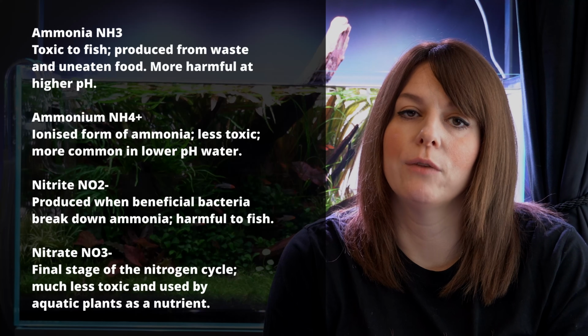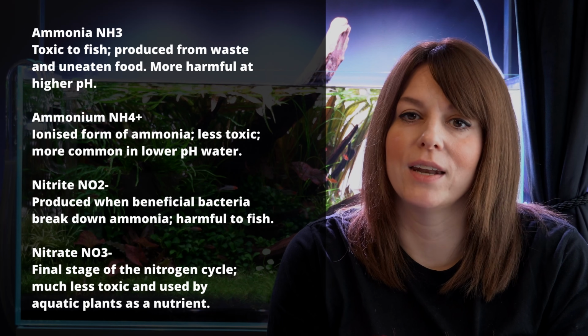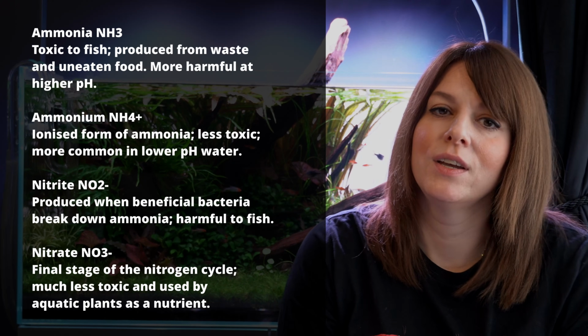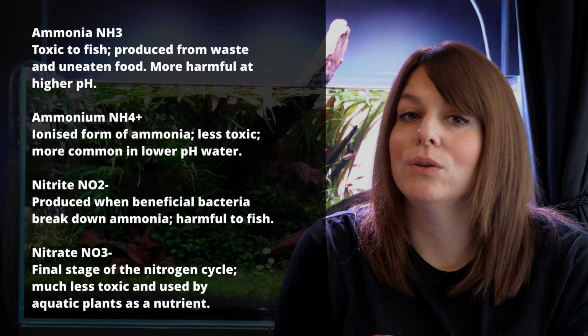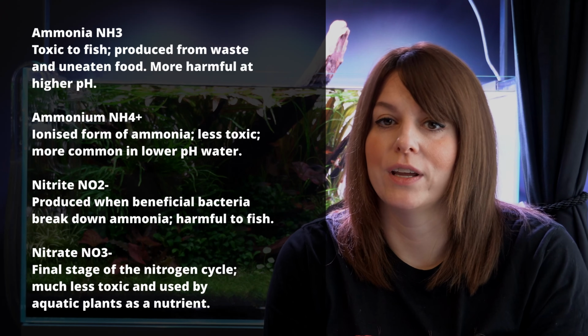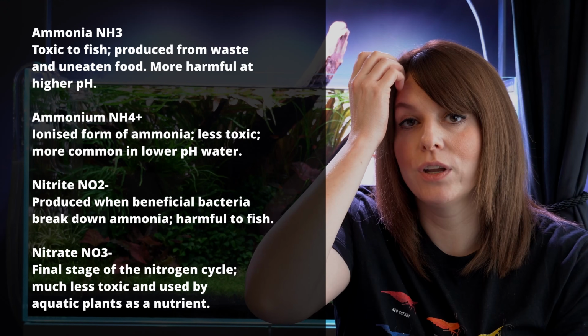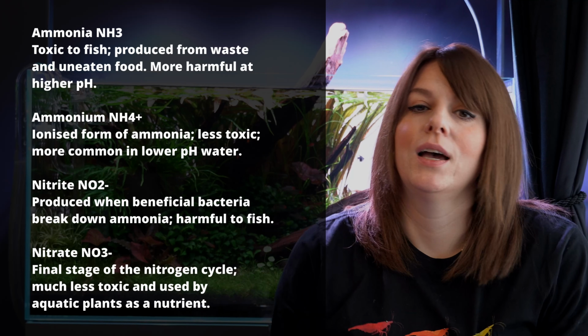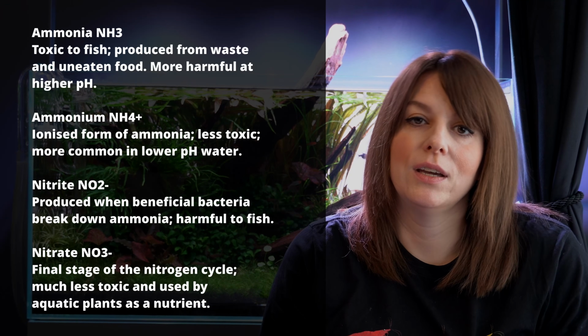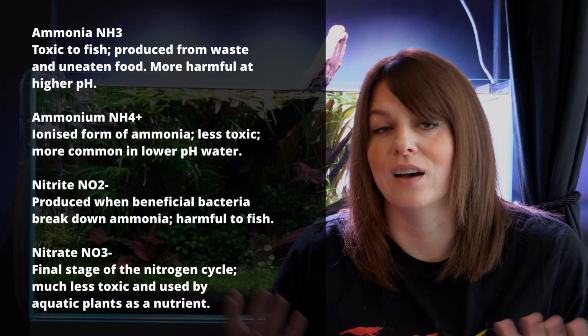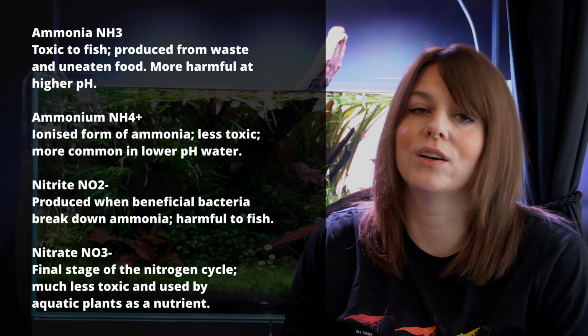So in your aquarium, nitrogen actually exists in 3 main forms. You have ammonia and ammonium, which is NH3 or NH4+, nitrite, which is NO2, and nitrate, which is NO3. And fish produce ammonia from waste when they're pooping, and bacteria convert ammonia into nitrite into nitrate. And that right there is basically the nitrogen cycle.